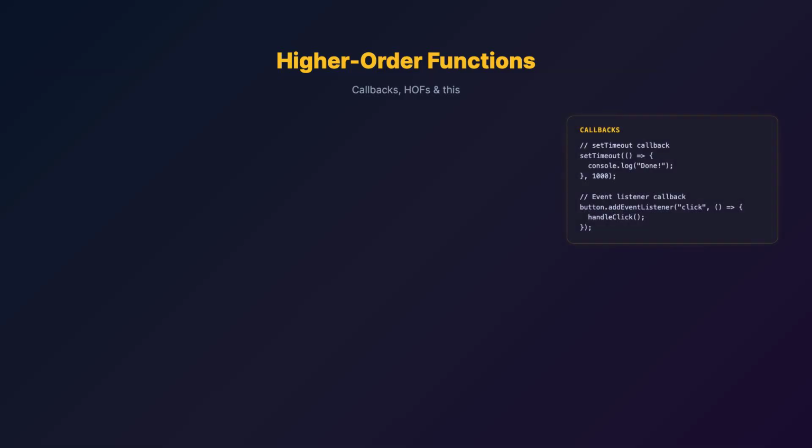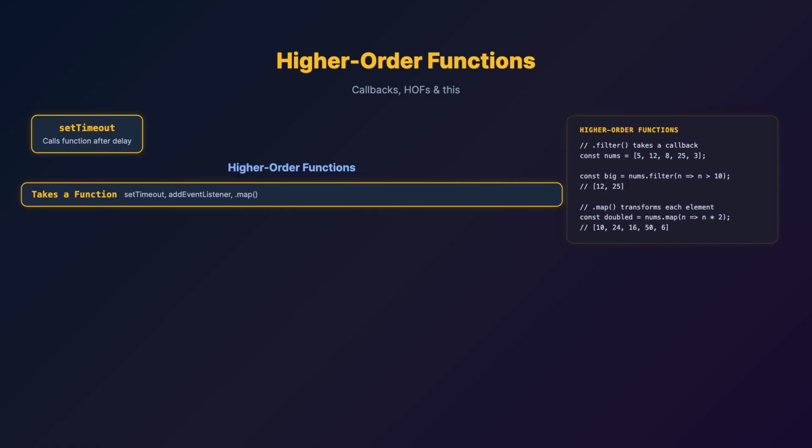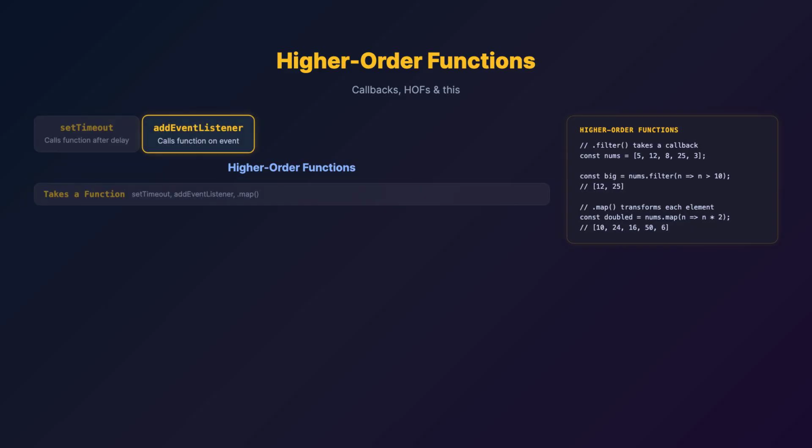A callback is a function passed as an argument to another function. The receiving function calls it back at the right time. setTimeout takes a callback and a delay. setTimeout(() => console.log('done'), 1000). After 1 second, the callback runs and logs done. Event listeners use callbacks. button.addEventListener('click', () => handleClick). When the button is clicked, the callback fires.